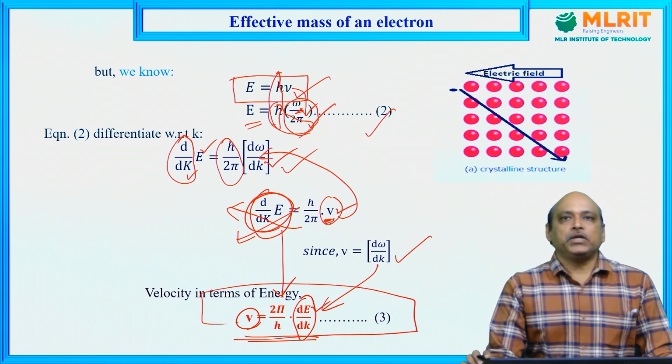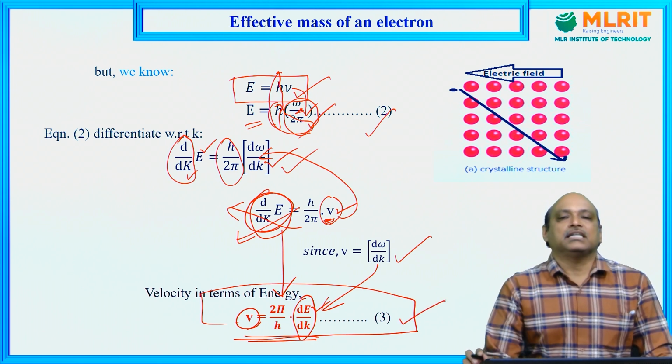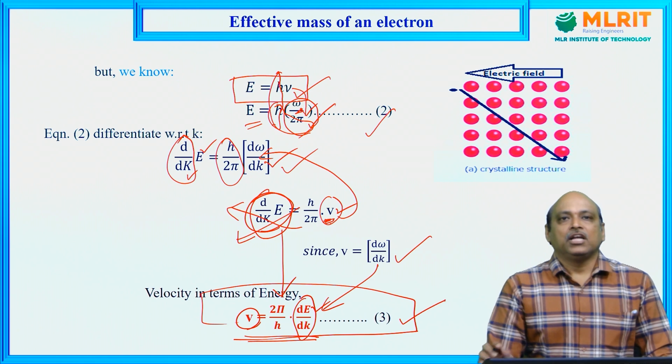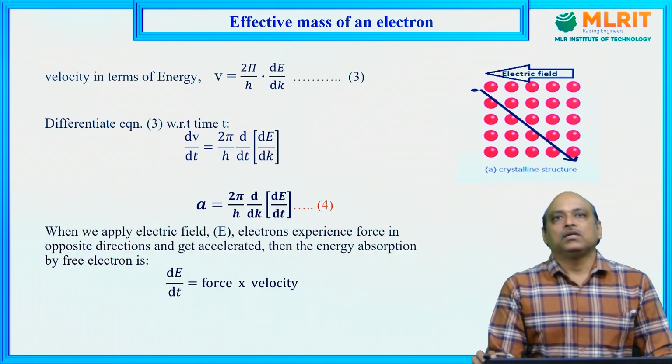Now 1, 2, 3, three equations we know. Now the velocity final value we got as like this. Velocity expression we got. If you know the velocity, I want to know the acceleration of that moving particle. Then what we have to do? We need to do this thing.